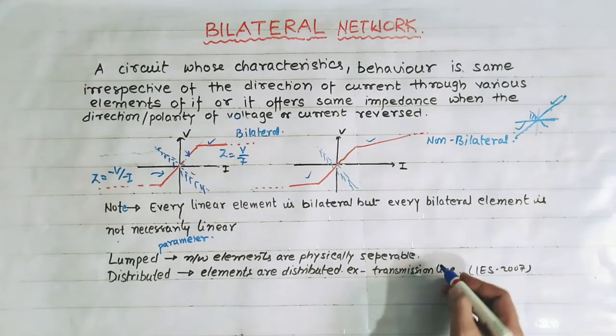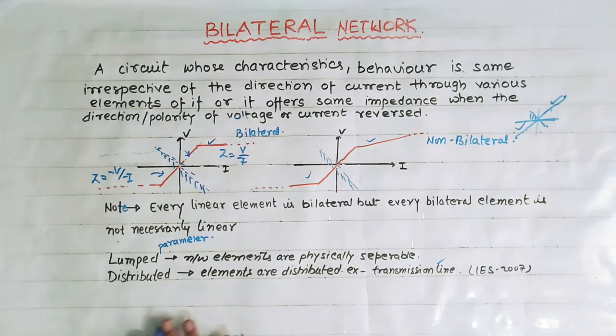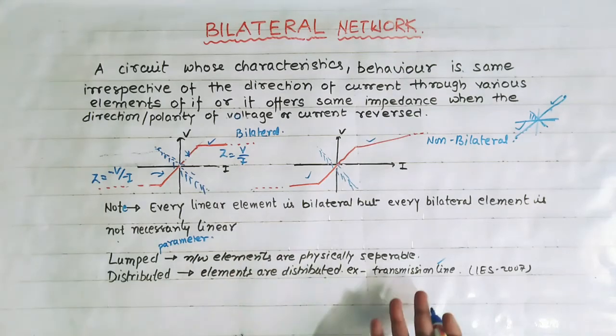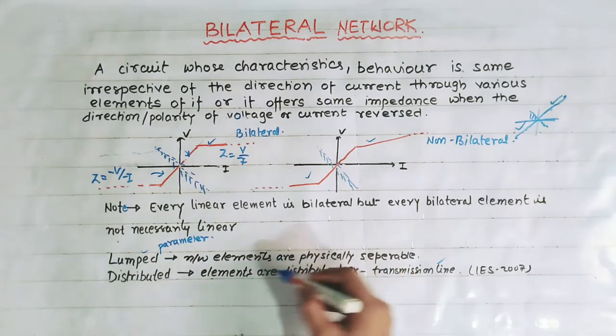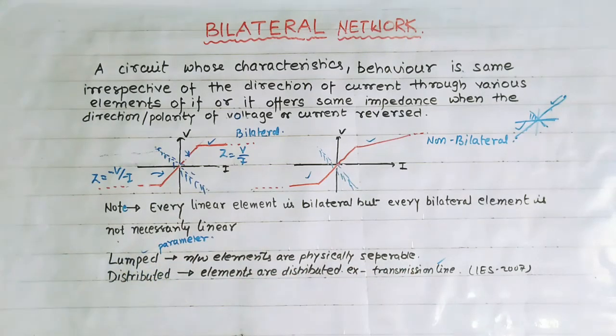That's why the transmission line is the example of a distributed network, and all other circuits we are going to study in this network theory are lumped circuits. So in network theory we will basically study lumped networks. So this is the concept of bilateral, lumped and distributed networks. I hope you understand the concept.